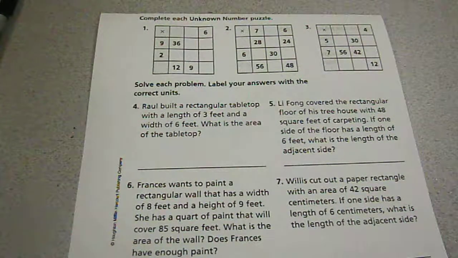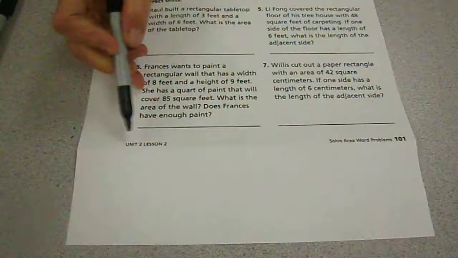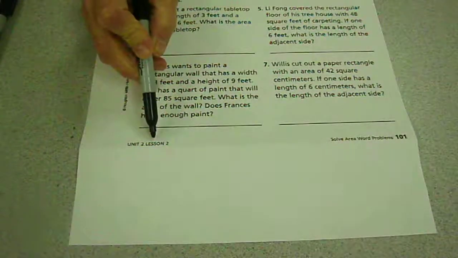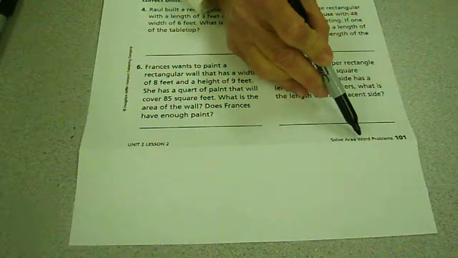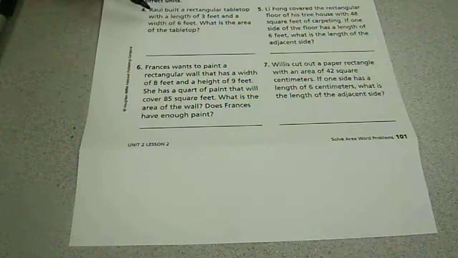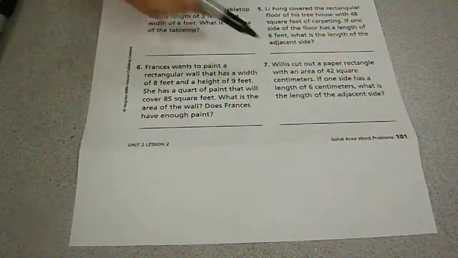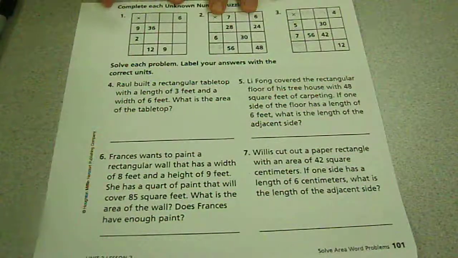Our homework lesson for tonight is Unit 2, Lesson 2, Solve Area Word Problems. That will be 4, 5, 6, and 7. These are puzzles, and they're hard for the children to understand because, well, let me show you.